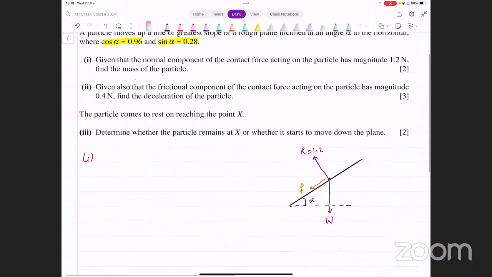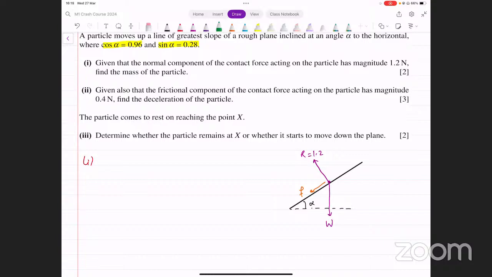All right, so these are the forces that are acting then. We're not going to assume there's a force acting up the plane because it's not given. We have to find the mass of the particle. Now, the particle is moving along the slope, along the plane. There's no movement perpendicular to the plane.